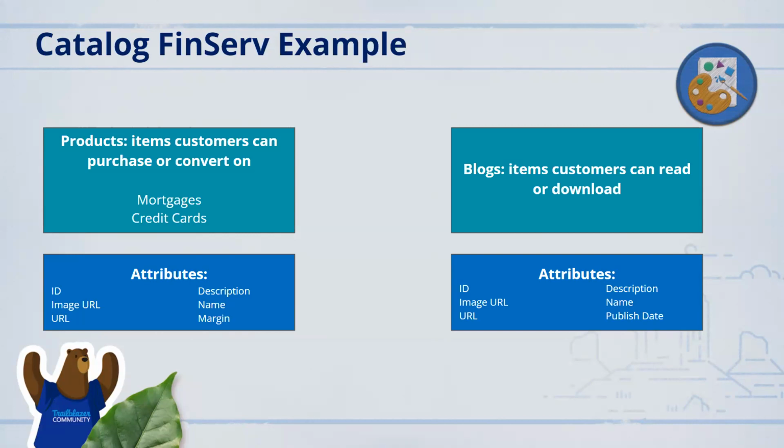On the right-hand side, you'll see that this catalog also has blogs with similar attributes. But rather than tracking the margin for blogs, they're tracking the blog publish date. So it'll allow them to recommend, for example, the most recently published articles to their customers. And again, this isn't an exhaustive list of attributes, but it's a good example to show how catalogs can have different item types and also different attributes to fit their use cases.